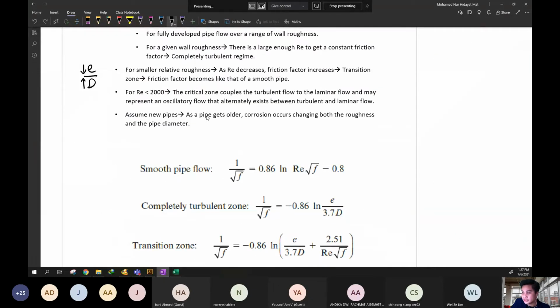Assume new pipes. As the pipe gets older, corrosion occurs, changing both the roughness and the pipe diameter. So when the pipe gets older, corrosion will happen and corrode the inside of the pipe. The diameter will change, the cross-section will change, so it will change the friction factor.